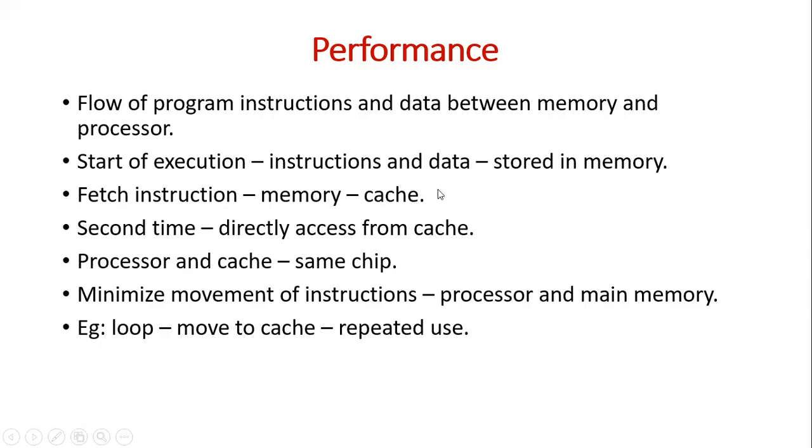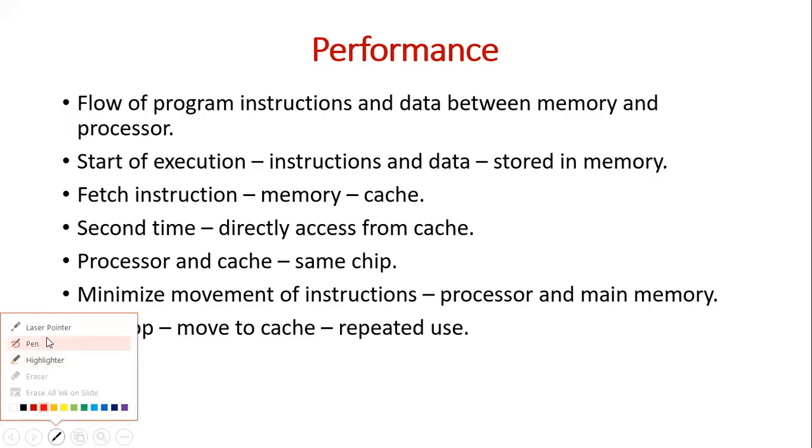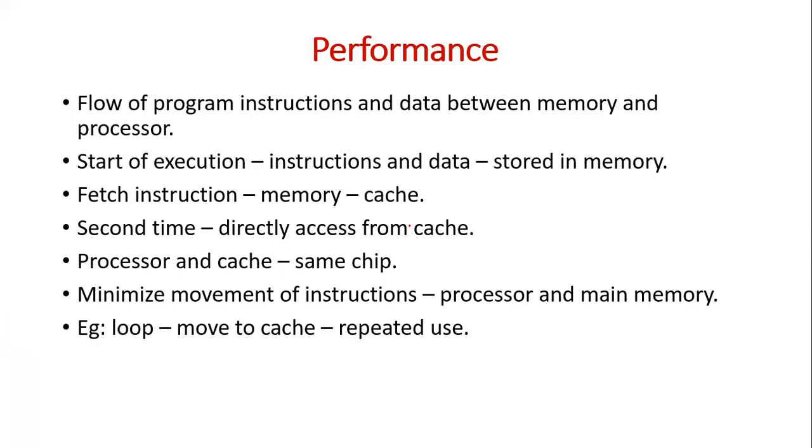Only for the first time, when a particular instruction is executed for the first time, the CPU will fetch that instruction from the memory and store it in the cache. If the same instruction is to be executed for the second time, the processor will not look into the main memory, rather it will access it from the cache itself, because as we know, the processor can access the cache at a faster rate. And in most computers, the processor and the cache will be on the same chip, which is called internal cache.